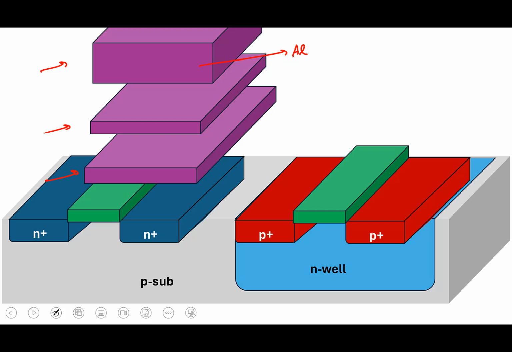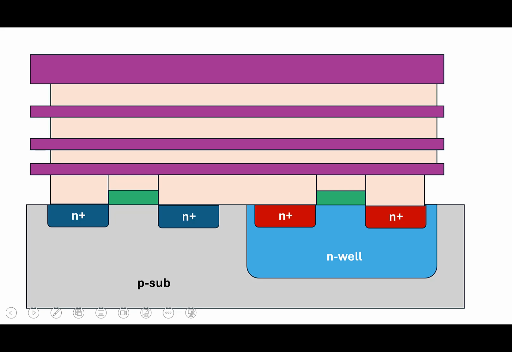So if I show the side view of this, so that you can see all the metals clearly, this is how it will look like. So here I have shown essentially 4 metals like this.